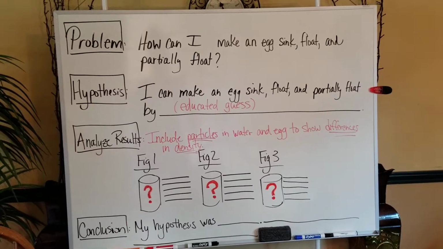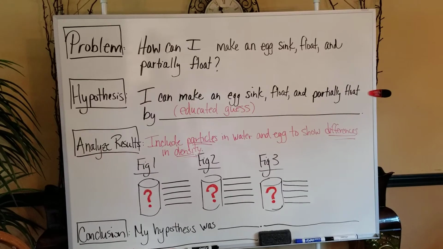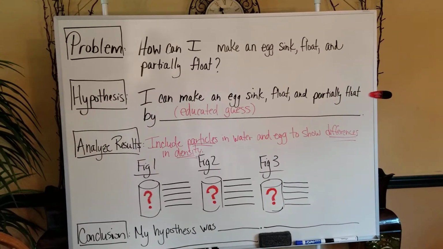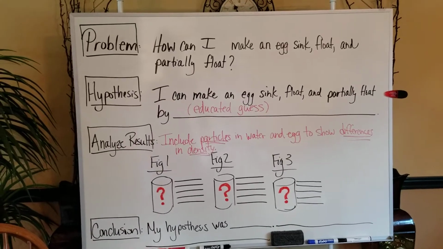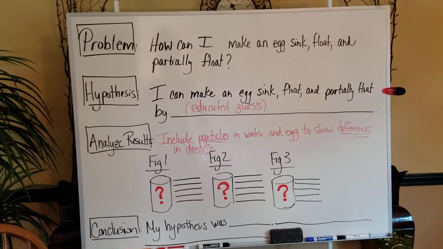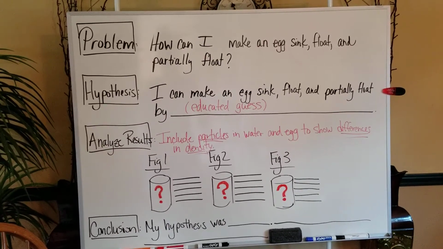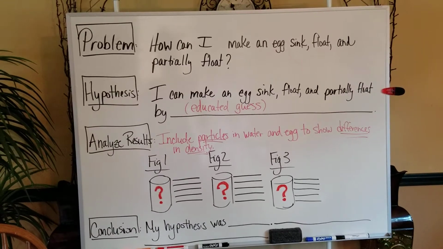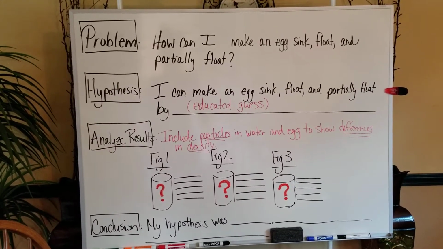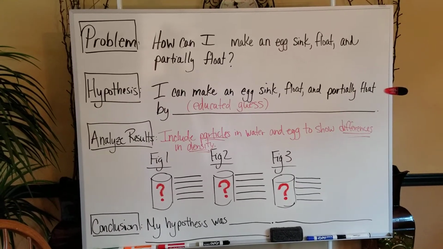Good morning, students. Today we're going to wrap up our density unit, and hopefully yesterday's experiment will help you with this lab. And I'm hoping that you have the materials to do this along with me again today. So let's take a look at the problem and think back on the lab we did yesterday, and let's see if you can figure this one out on your own. How can I make an egg sink, float, and partially float?